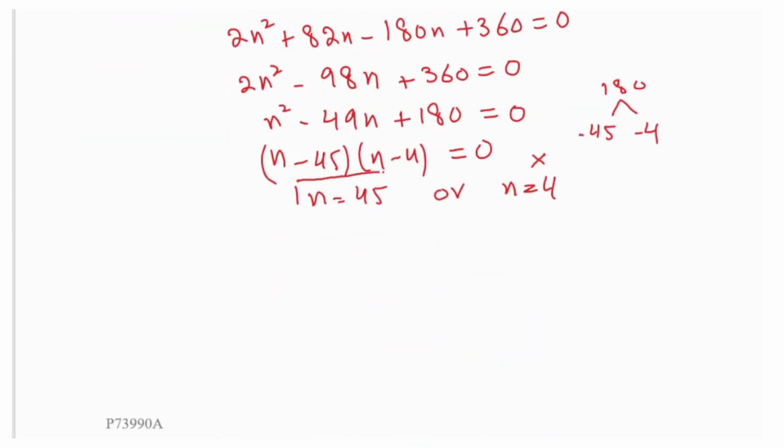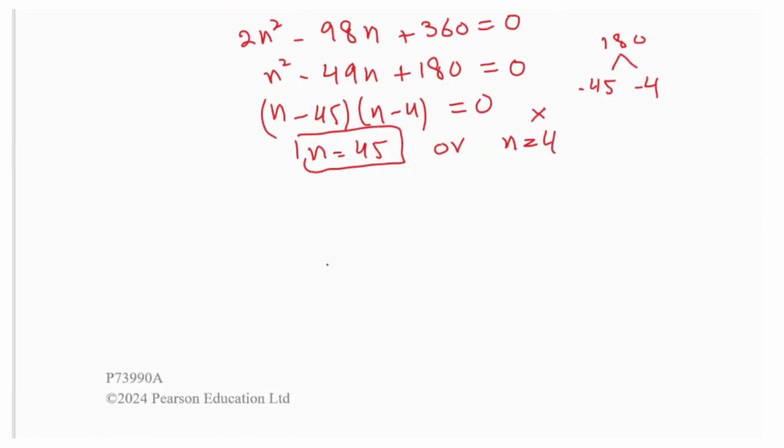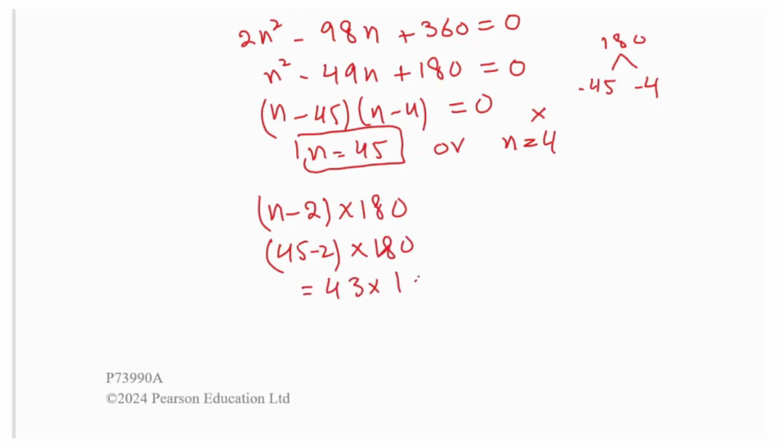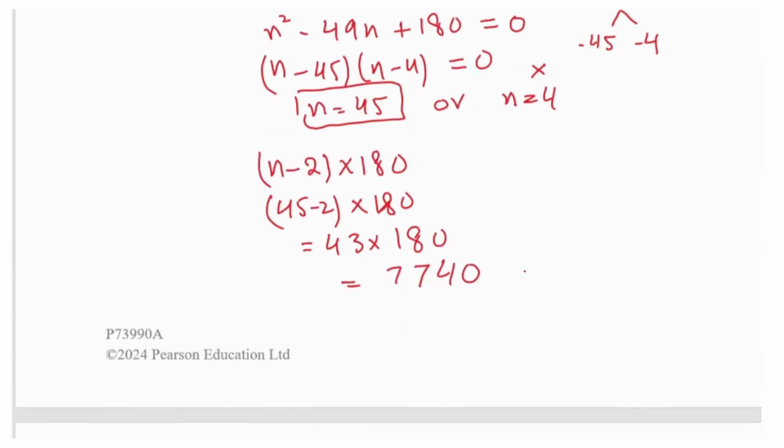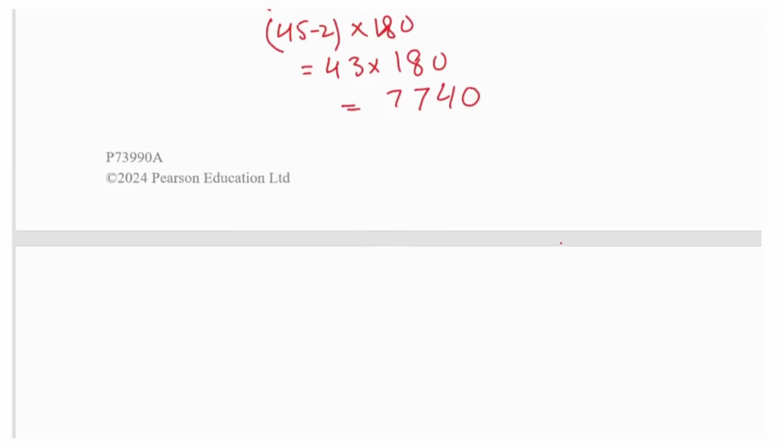So we're going to use only n equals 45. Now we know the n value is 45. Now we can find the sum of interior angles of a polygon by using the n value. So (45 minus 2) times 180 gives us 43 times 180, and the final answer we get using a calculator is 7740. So the sum of the interior angles of the polygon will be 7740.